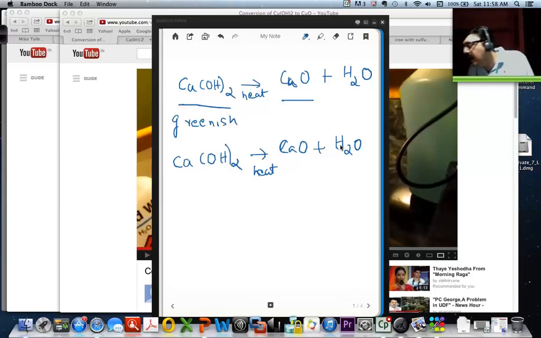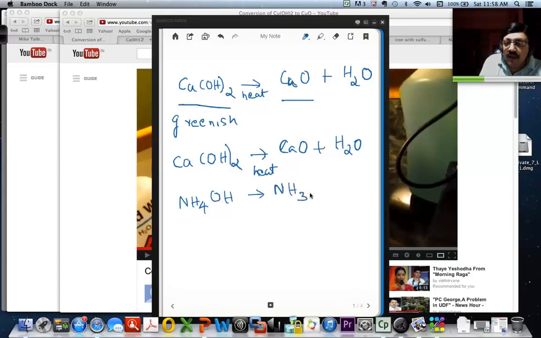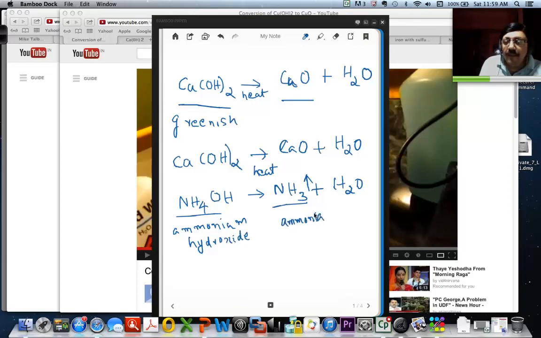Similarly, if you heat ammonium hydroxide, there is a difference. That gives me ammonia and water. Now ammonia is in fact a gas, so it just gets liberated. So when ammonium hydroxide is heated, that leads to formation of ammonia. This is ammonium hydroxide, and this is ammonia. So it produces ammonia, which is actually a gas, so it starts getting liberated, and water. Right? So this is generally what the reaction is.